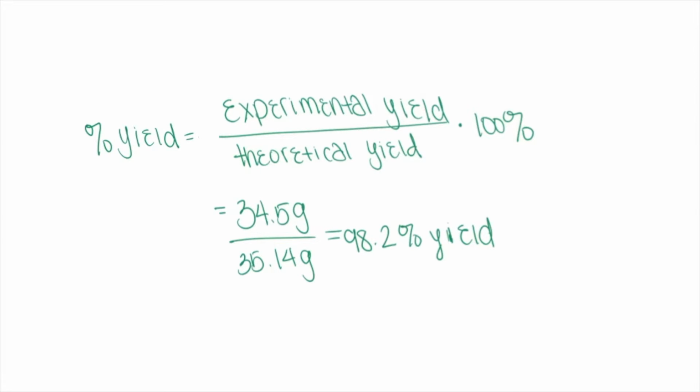Using the theoretical yield and also the experimental yield, which we found during lab when we weighed the mass of alum, you can calculate the percent yield, which the equation for that is the experimental yield over the theoretical yield times 100%. So our experimental yield was 34.5 grams, and our theoretical yield was 35.14 grams, which when you divide those and multiply it by 100%, you get a 98.2% yield, which is very close to 100%. So that means that our experiment went well and that we almost produced exactly what we should have.